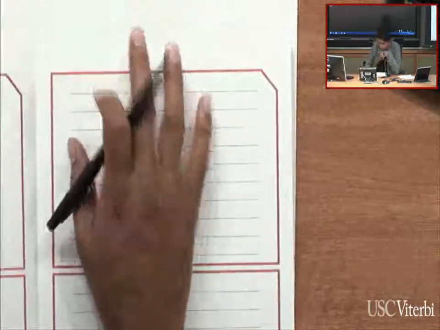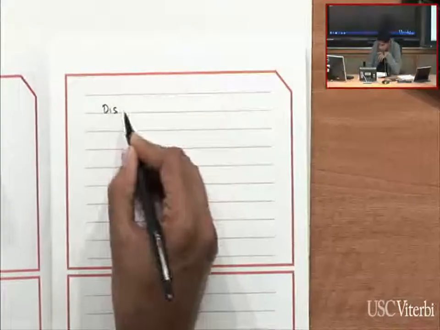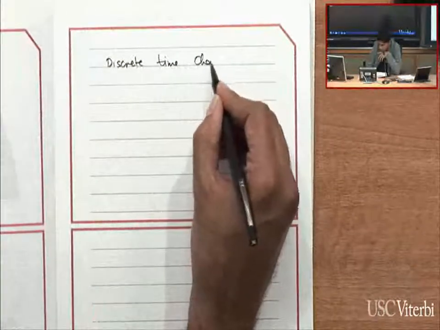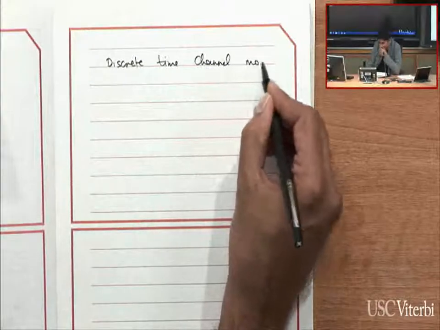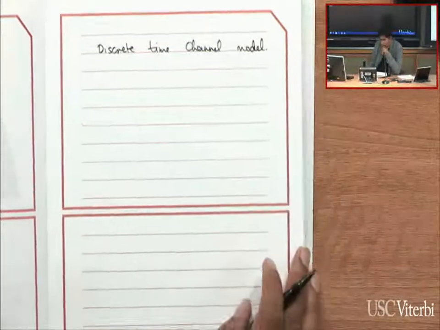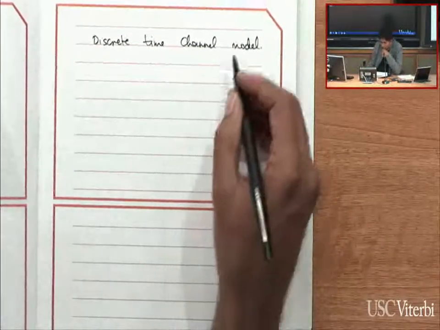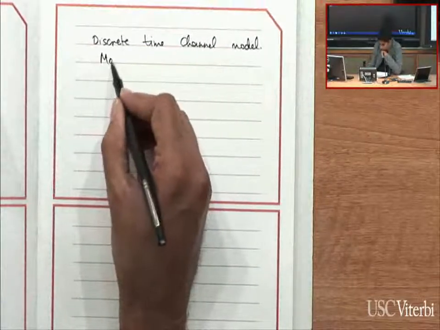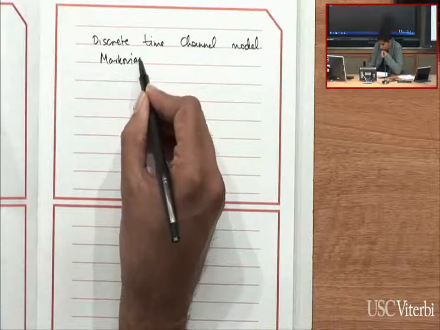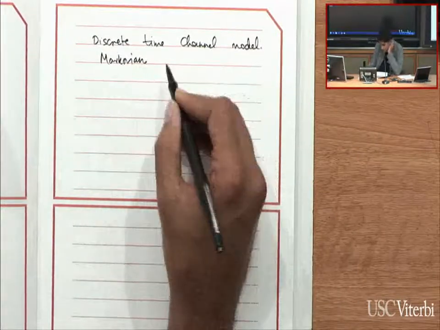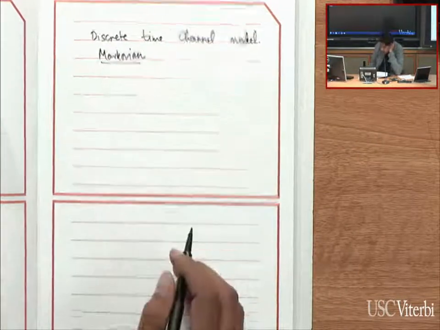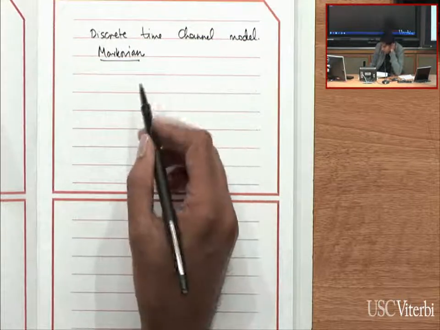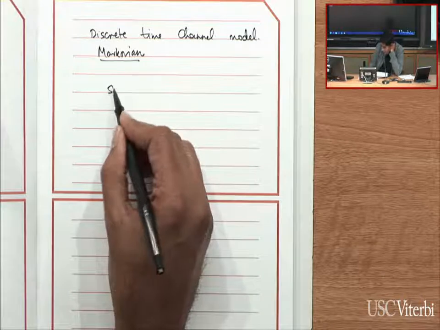So we talked about these discrete time channel models that are Markovian. The simplest possible channel model that's Markovian is a two-state model.